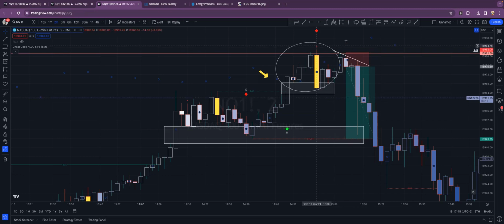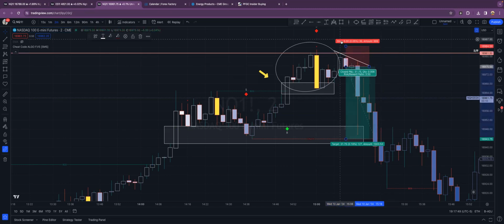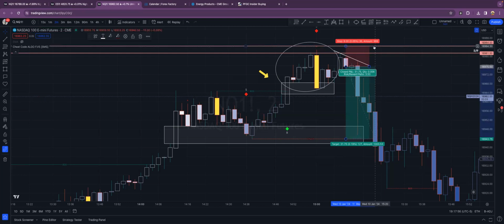Where does your stop loss go? At resistance. You don't have to risk that much. You can literally put your stop loss right there. Boom. I'm good. It's sweet, right? That is how you want to trade. That's how you want to enter the market.